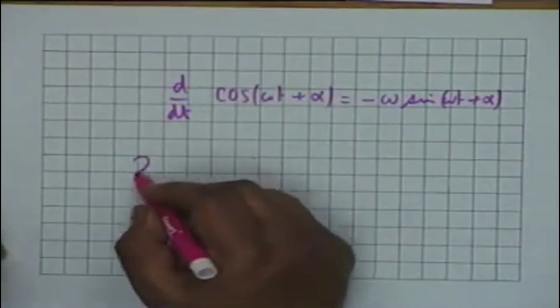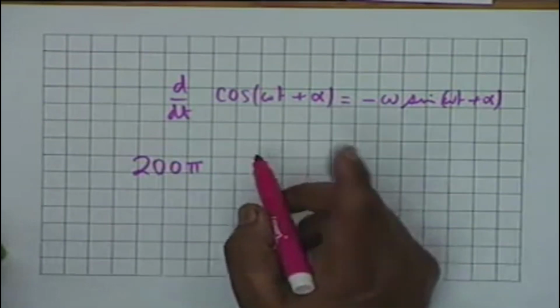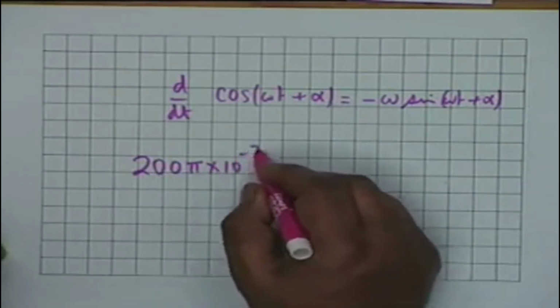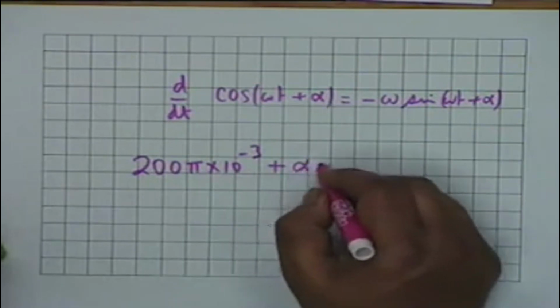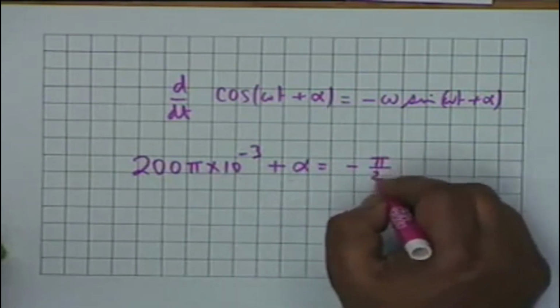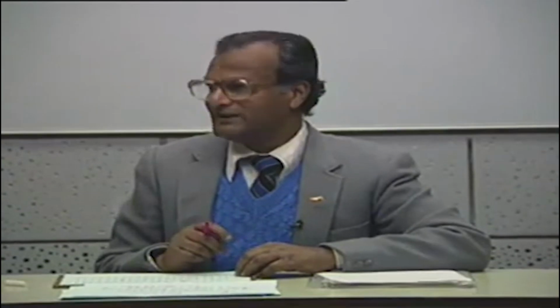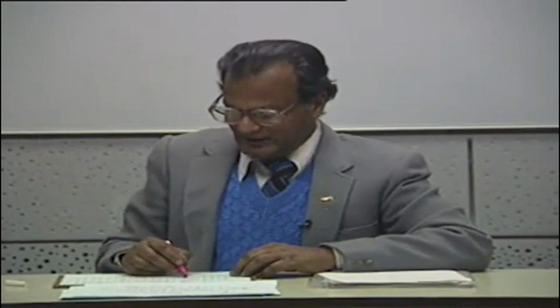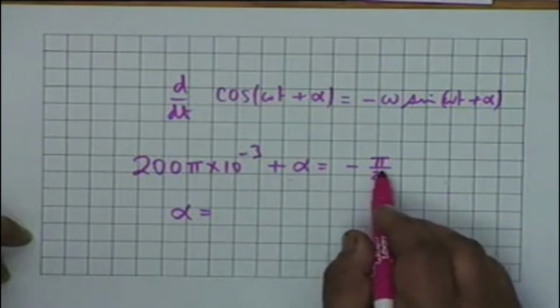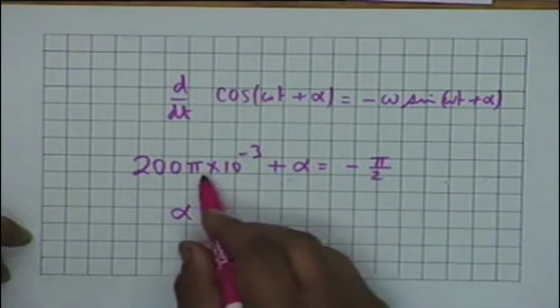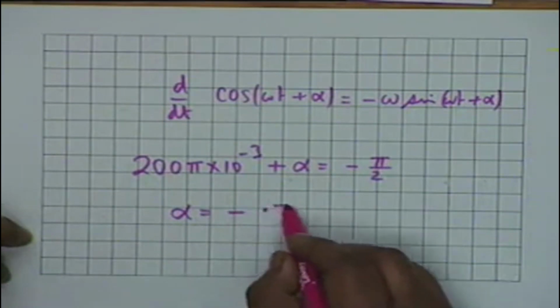That is correct, which will now give away alpha. That is, our condition will be 200 pi times 1 millisecond, so 10 to the minus 3, plus alpha should be equal to minus pi by 2. Is that clear? How we found this information out? We argued that the argument omega t plus alpha must be negative, and since cosine is 0, the value must be minus pi by 2. And therefore alpha is equal to, this is minus 0.5 pi, and this is 0.2 pi, so minus 0.7 pi.